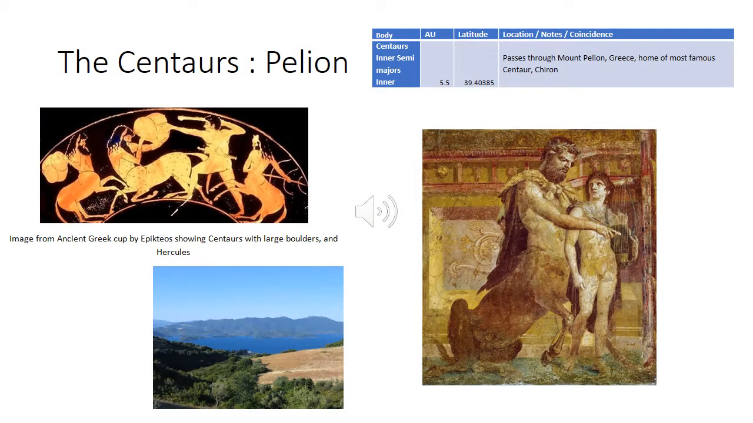Another group from classical mythology that was famous for using boulders when fighting others was the centaurs. And there's a class of asteroid known as a centaur asteroid, which again works well in the scheme. The innermost orbit distance corresponds to the latitude of the mountain which was said to be the home of the centaurs. That's Mount Pelion in Greece, shown in the photograph here. So that's still looking pretty good.